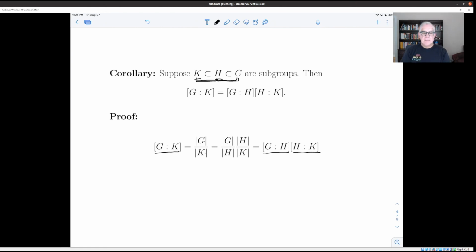So the fact that cosets divide your group up into disjoint pieces, each with the same number of elements, is essentially what Lagrange's theorem says.